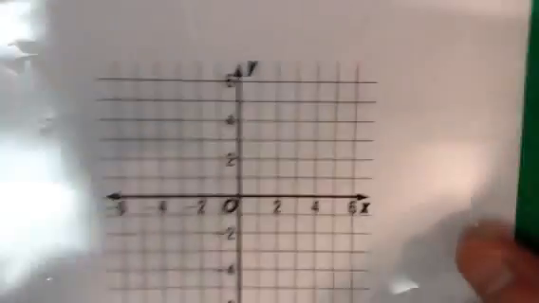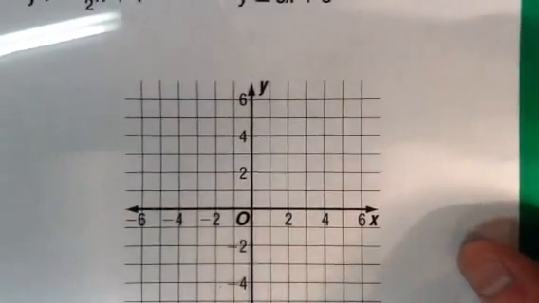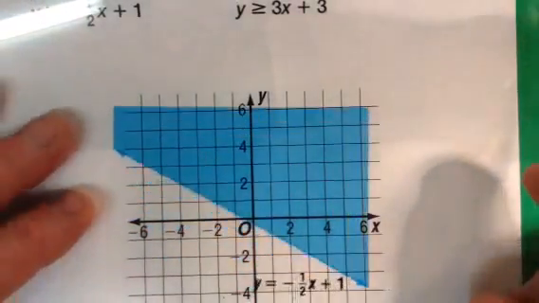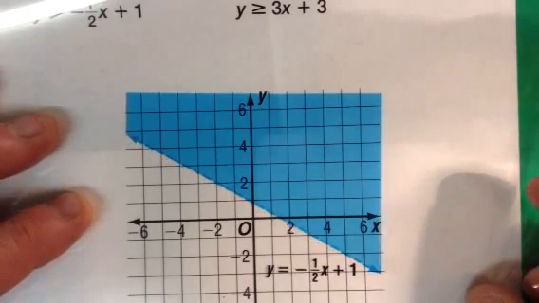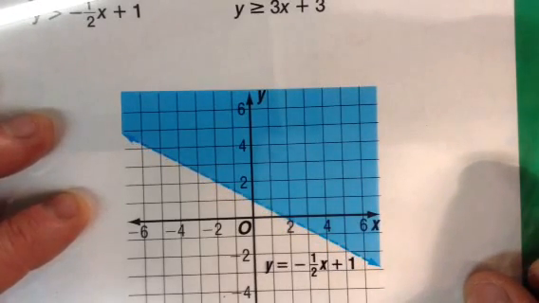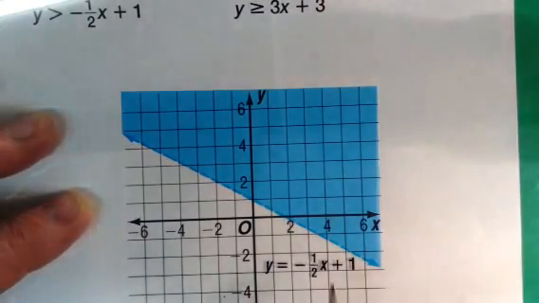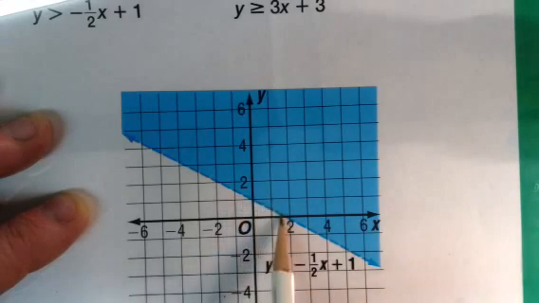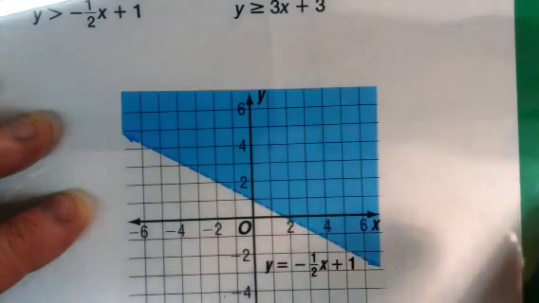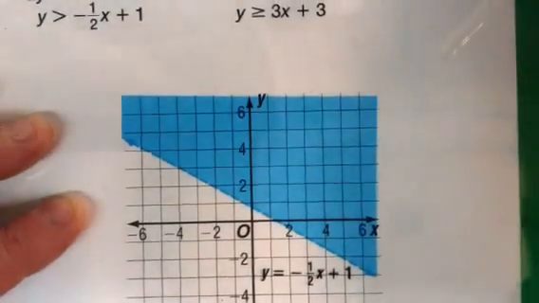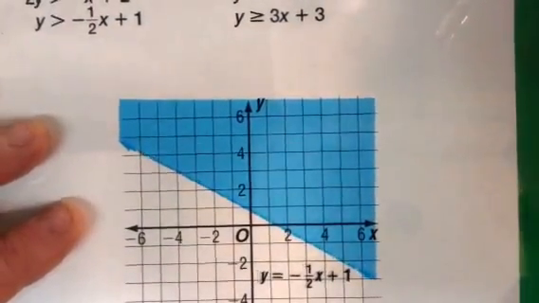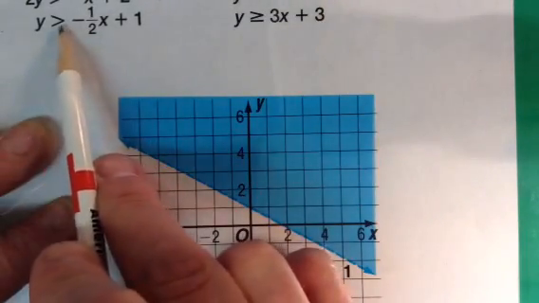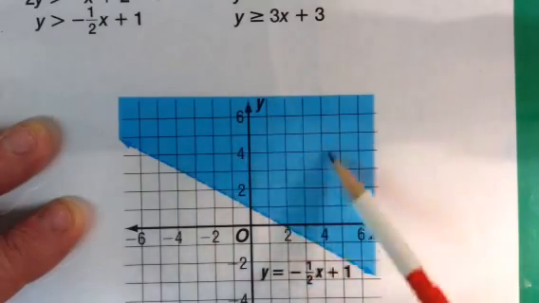Alright, so we got our grid here. And our first one that we solved for, we got negative 1/2 x plus 1. So if I slide this on here real nice and neat, let's check this out. I got a y-intercept of 1. My slope is a negative 1/2. It's a dotted line. We said we were going to shade above. And that's what we have right here. All solutions are greater than, so it's above. So it's that blue section right here.